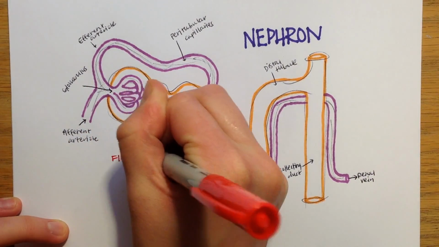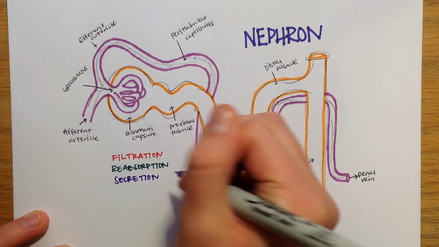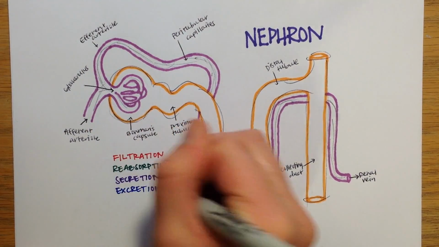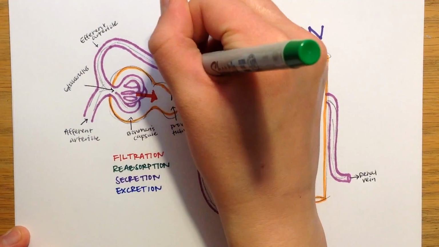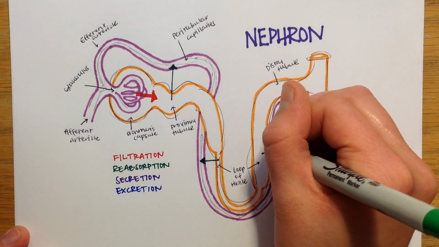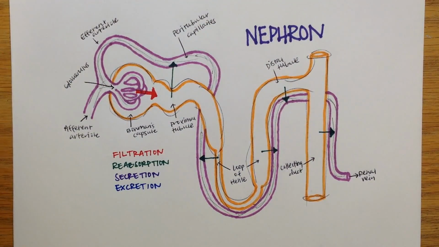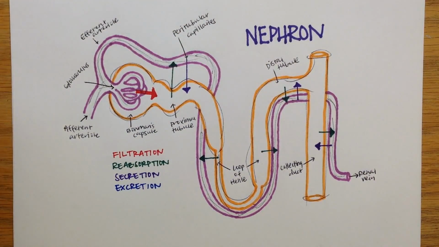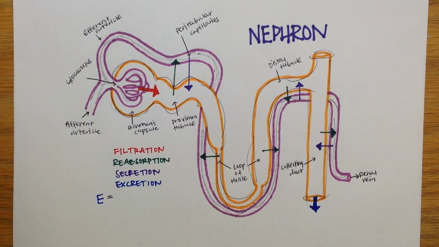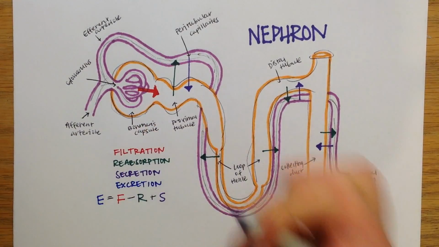Four processes take place at this level: filtration, reabsorption, secretion, and excretion. Filtration occurs at the glomerulus. Reabsorption happens at the proximal tubule, the thin and thick parts of the loop of Henle, the distal tubule, and the collecting duct. Secretion occurs at the proximal tubule, the distal tubule, and the collecting duct. And excretion is the word for anything left in the collecting duct after the other processes take place and the urine leaves. So excretion equals filtration minus reabsorption plus secretion.